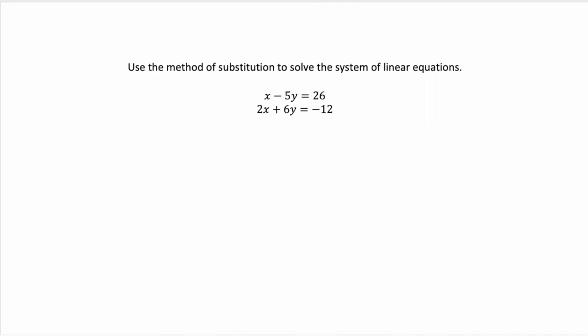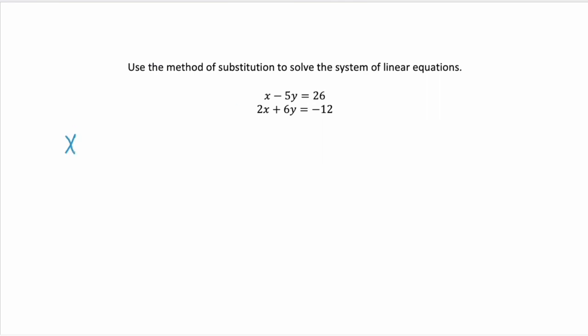So you want to look at the two equations and figure out which one is going to be the easiest to solve for a variable. And ideally, it's where you have a variable that doesn't have a coefficient. So if you look at our two equations here, the very first equation, the x is by itself. So that's the ideal equation and variable, x, that we should solve for and then substitute into the other equation.